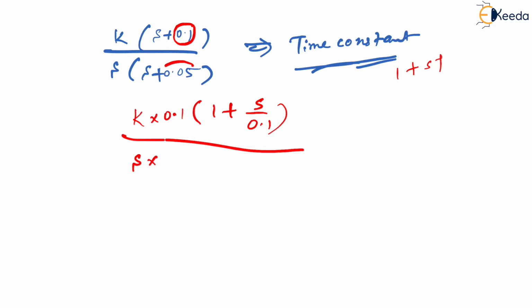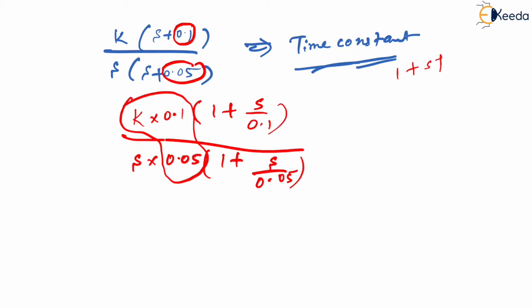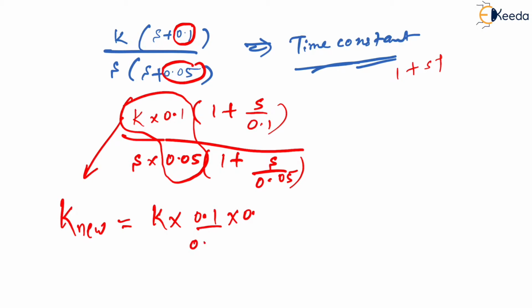Similarly, here also I will take out the 0.05, and inside what is left is 1 plus s upon 0.05, correct? Now whatever this value is, it is nothing but k new. What is that? If you see, it is nothing but k into 0.1 divided by 0.05, correct? This is the k new.